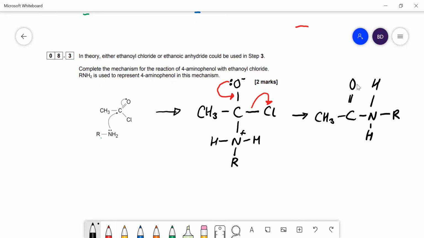Right, and the final step, which you can actually combine in that one there, but I prefer to do it separately, is that nitrogen loses a proton. So the bonding pair here goes back to being a lone pair on the nitrogen, and we end up with the final product. As I say, you can combine those last 2 steps into one if you want.